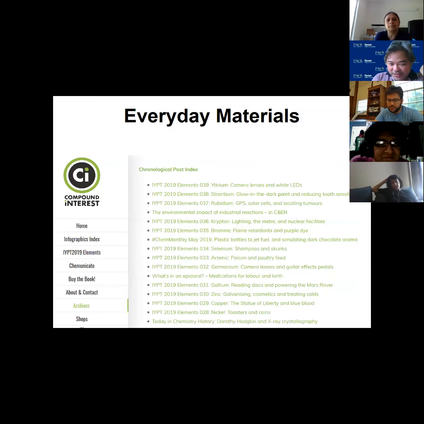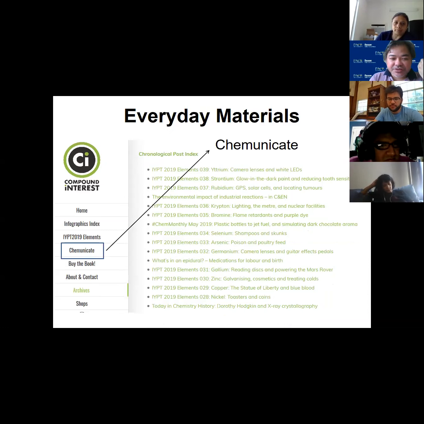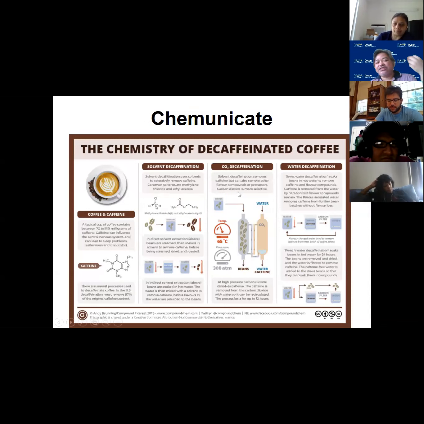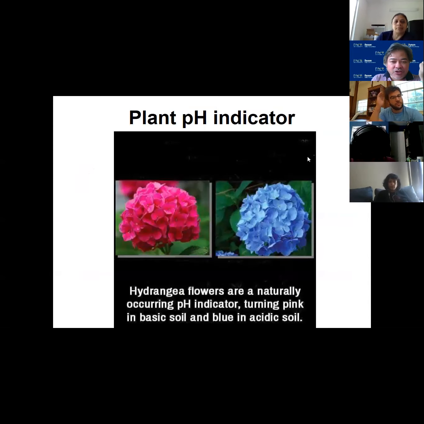There's a site called Compound Interest, and they discuss everyday materials. It's a very good source of information, and the way that they put it there is easy to communicate. They always have the chemistry of stuff. Here the example is just the chemistry of decaffeinated coffee. So you can go to their website. I think they were able to publish a book already with just a compilation of that. And then you can also include some trivia information like this one.